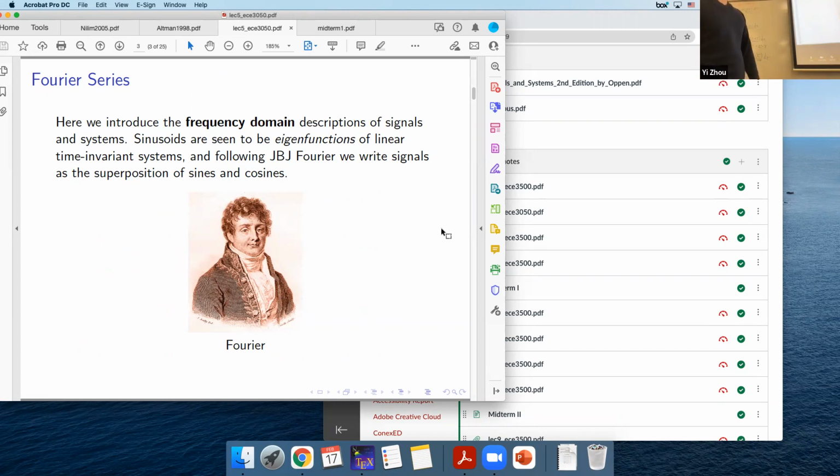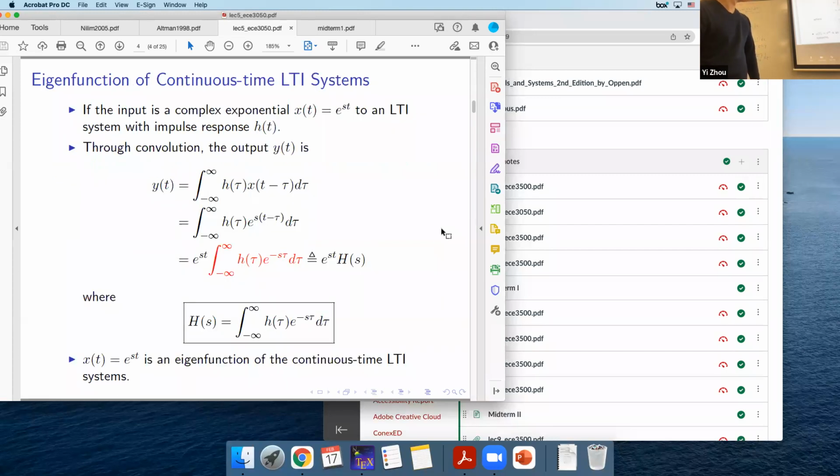So in this lecture, we will start to introduce the frequency domain descriptions of signals and systems. And we start from the concept of eigenfunctions of linear time invariant systems, and then we can define the Fourier series for periodic signals. We have shown these lecture slides in the last lecture. Basically for LTI systems, all complex exponential signals taking this form are eigenfunctions or eigensignals of the LTI system.